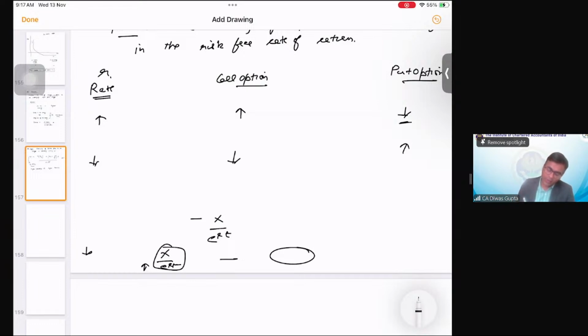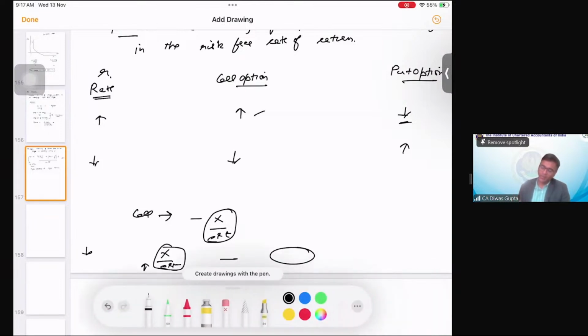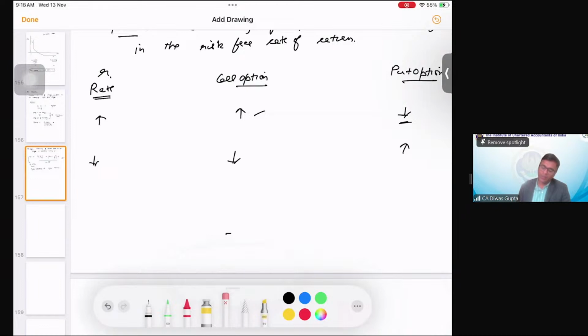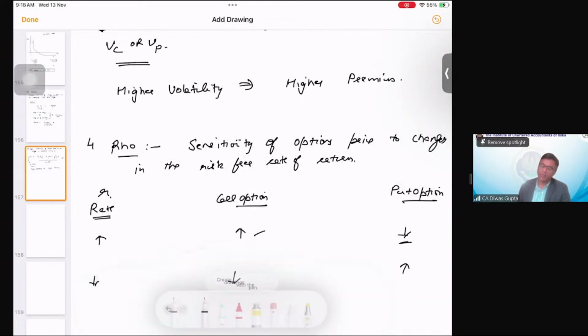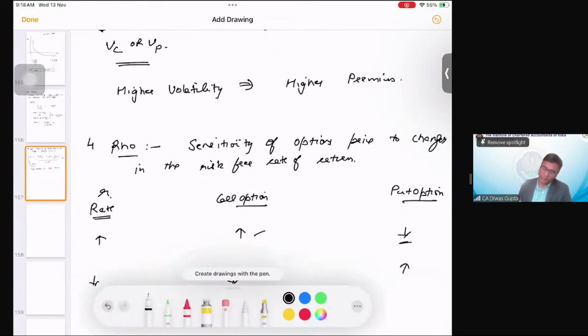right? And in case of call option, if the rate is higher, the term that is getting reduced will become lower, and hence the call option value will be higher. Clear? So if you think through, you will get the response over there that why this relationship holds true. The answer lies in the Black-Scholes model for both of them.